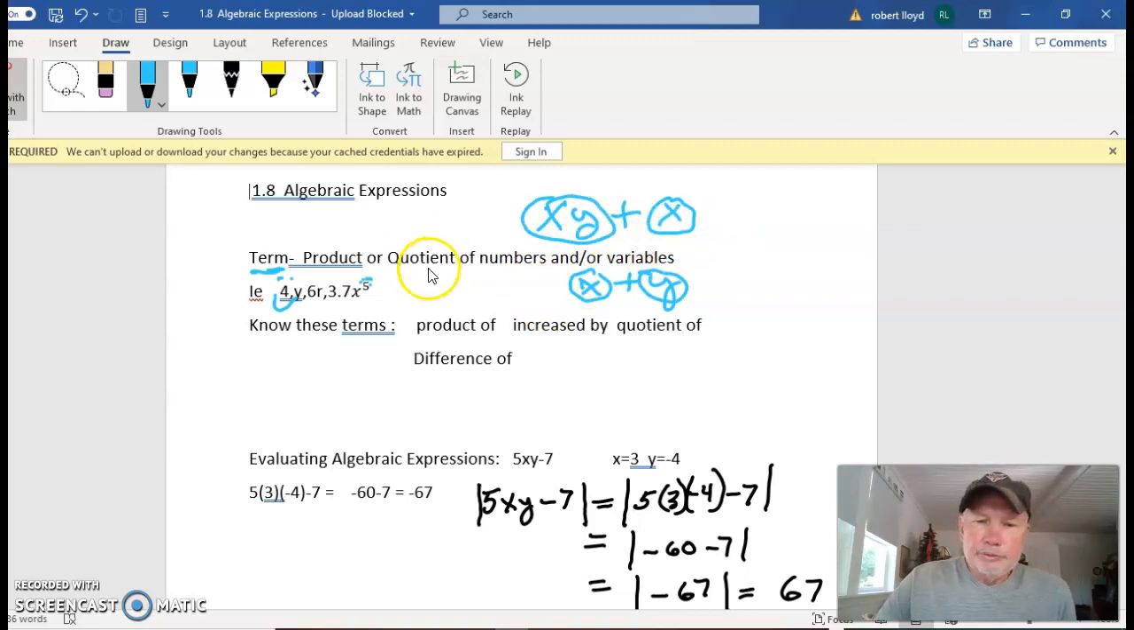So know these terms. Some of the terms you need is product of, that means multiplication, increase by means addition, quotient of signifies division, and difference of signifies subtraction.